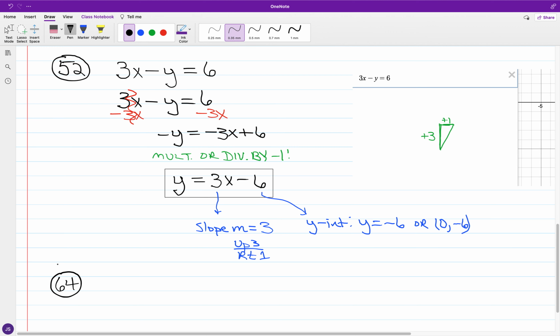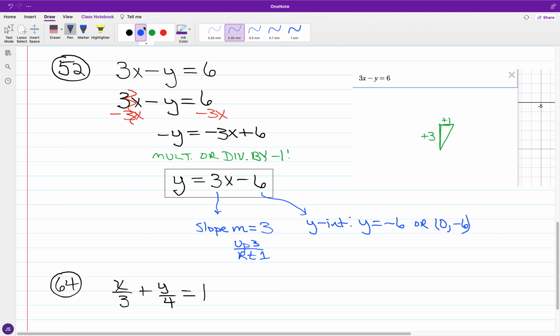Now, for what we have in the next item, our variable terms are presented as fractions. We have x over 3 plus y over 4 is equal to 1. And once again, I'm translating so that I have y by itself on the left-hand side. The overarching objective is to have it in terms of y is equal to mx plus b.